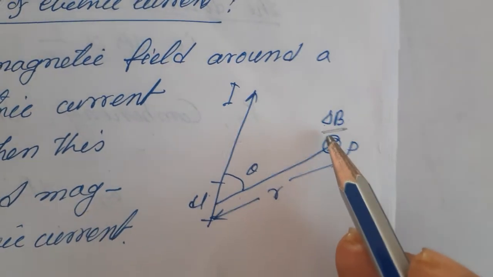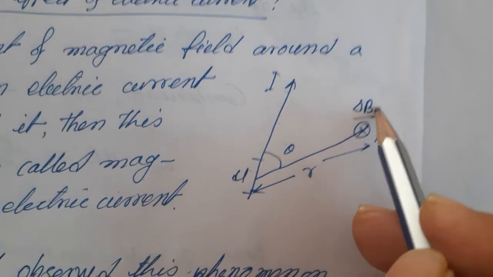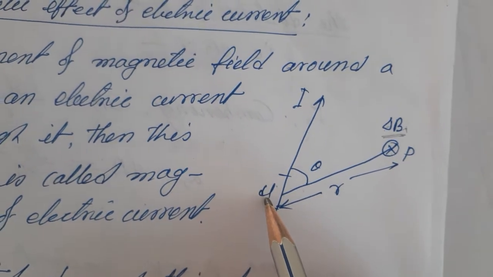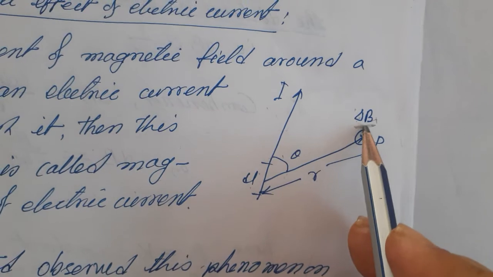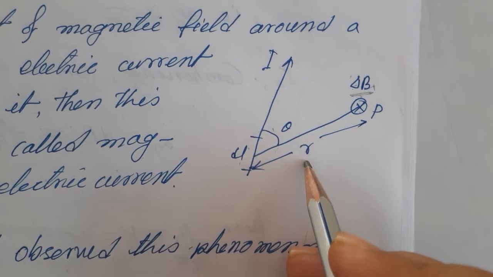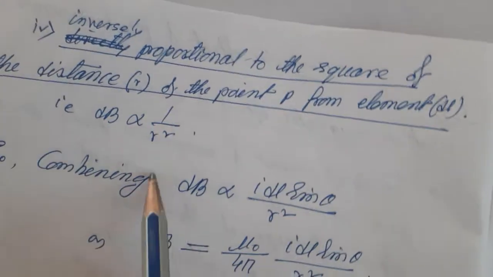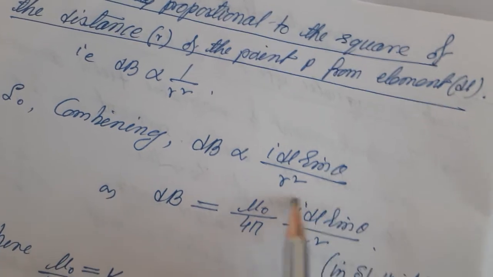So from this figure, we can say that this magnetic field is directly proportional to the current. This magnetic field is directly proportional to the length element. This magnetic field is directly proportional to the sine of the angle, and this magnetic field dB is inversely proportional to the square of this length. So dB is directly proportional to I, dB directly proportional to dl, dB directly proportional to sine theta, and dB proportional to 1 by r square. Combining those, we find dB varies as I dl sine theta by r square.